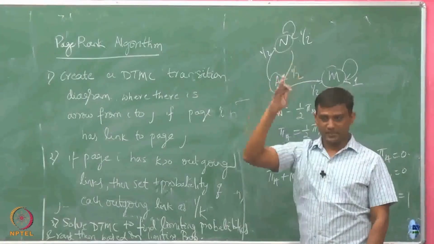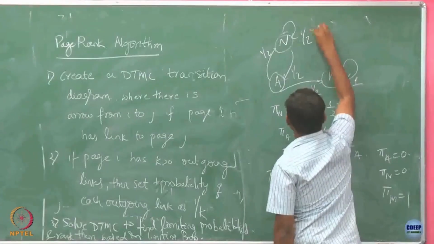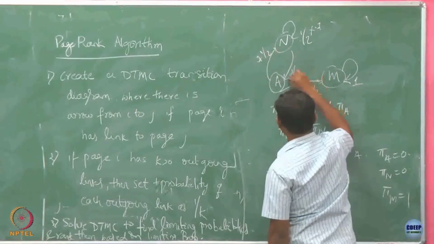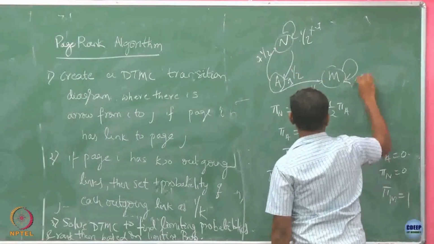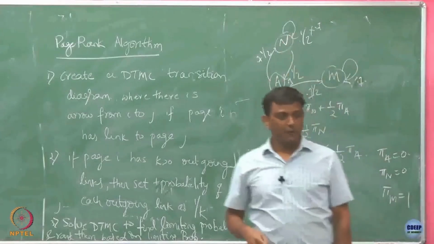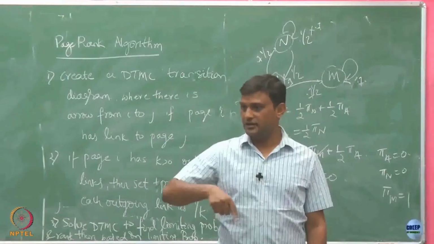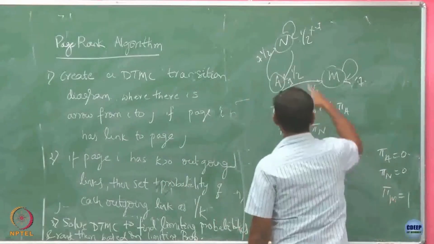reduce to 70%. So in that case this probability is going to be 0.7, this is going to be 0.7, this is also going to be 0.7, and this is going to be 0.7, and now I have saved about 30% from each of these links, right? That I am going to distribute among the states.